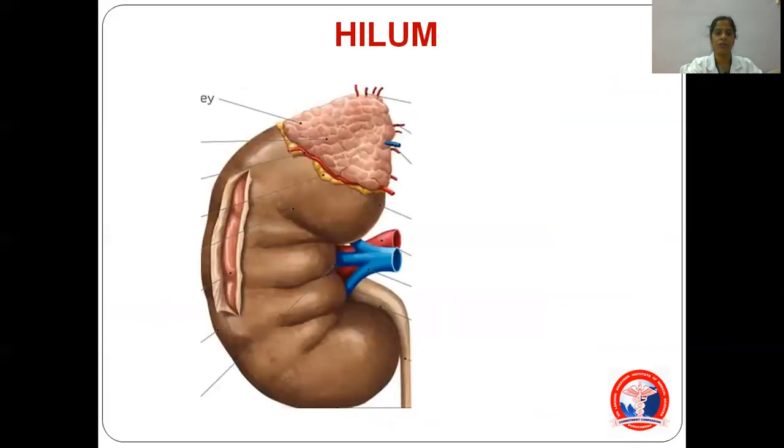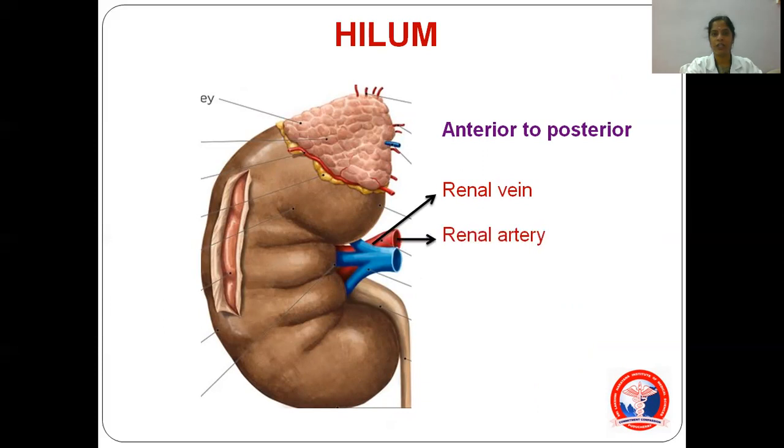What is seen in the hilum? It is a deep fissure seen in the medial part of the kidney, the medial border of the kidney. In that medial border, you can see a vein, an artery, and the renal pelvis. The vein will be seen anteriorly. The next structure will be the artery. The next structure will be the pelvis of the kidney. The pelvis of the kidney continues as the ureter. So the structures from anterior to posterior are vein, artery, and pelvis of the ureter.